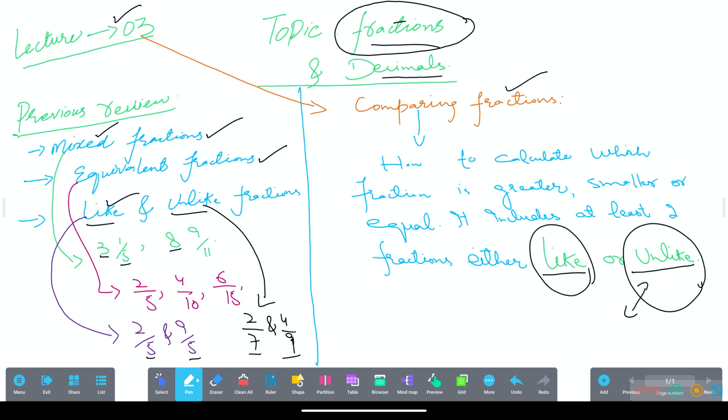Now, let me have one more slide here. We are going to the next slide. Now, our topic, comparing quantities. Sorry, comparing fractions I am writing. Comparing fractions. Since in the previous lecture we came to know that fractions can be of two types, either they can be like or they can be unlike. We will take the first case, like fractions.